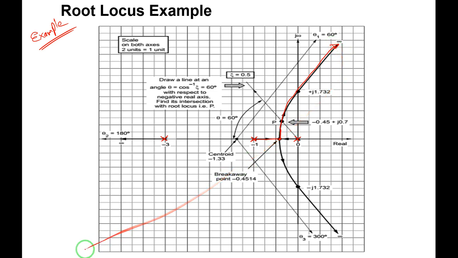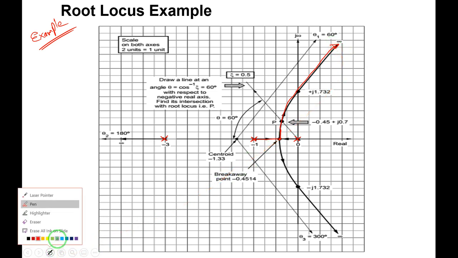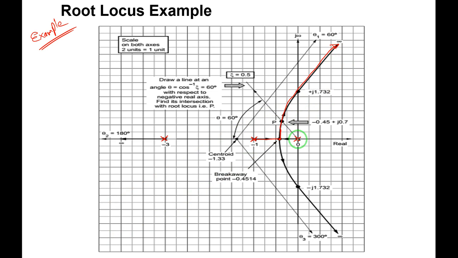This is one branch. Let me change the ink color. You will come to know slowly, one by one. From this open loop pole, the branch will break away at this breakaway point, and it moves in the downward direction symmetrically, right? Okay, another pole is there here at -3. This branch will start here and it moves towards infinity, right?